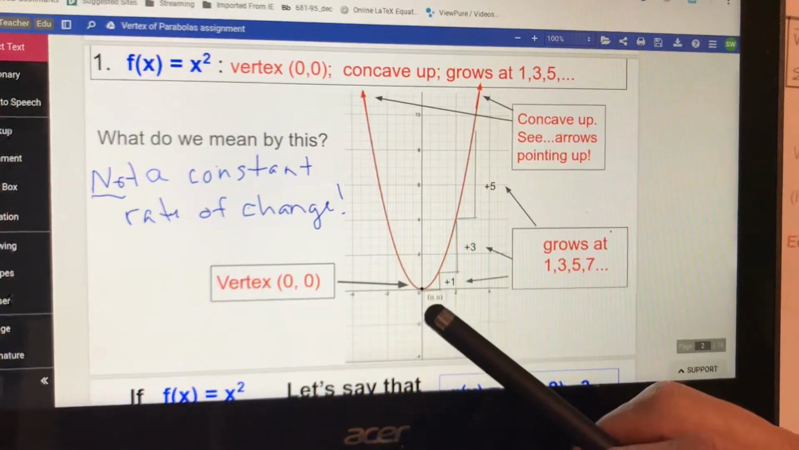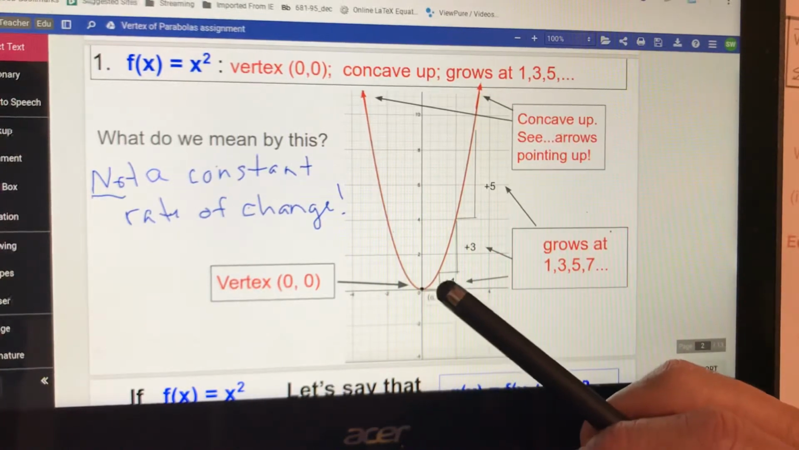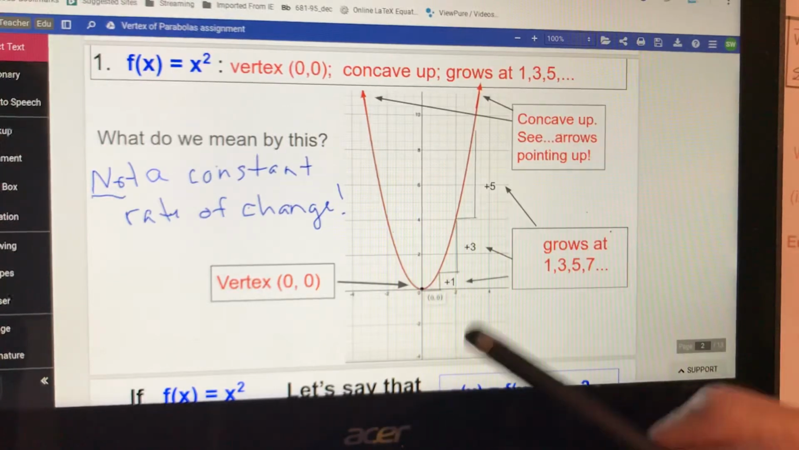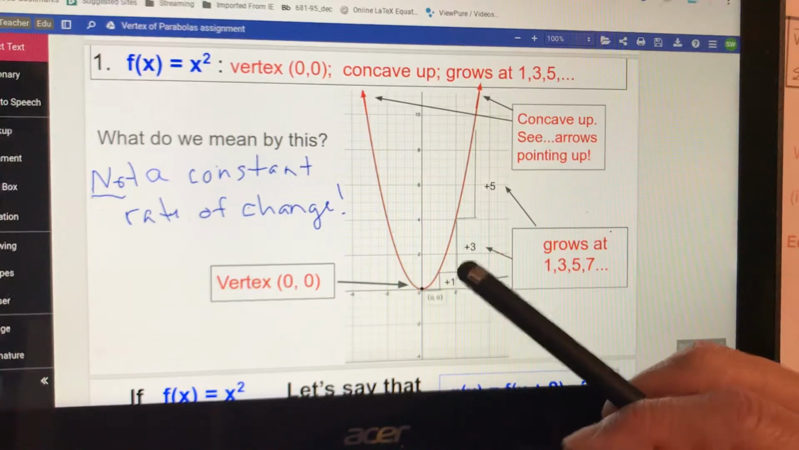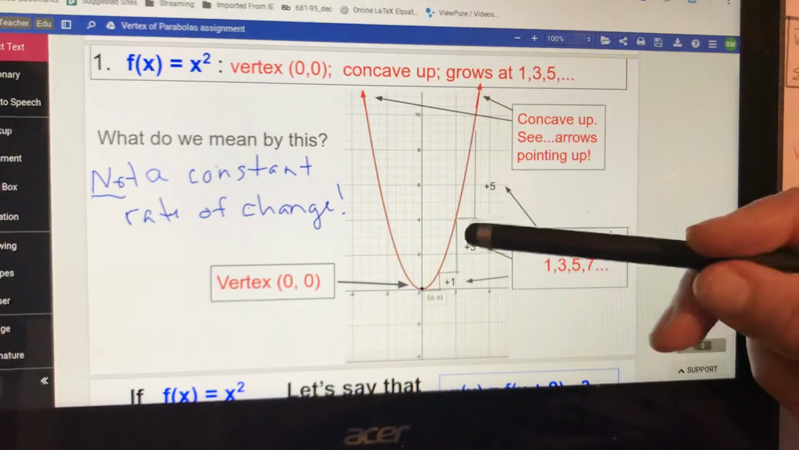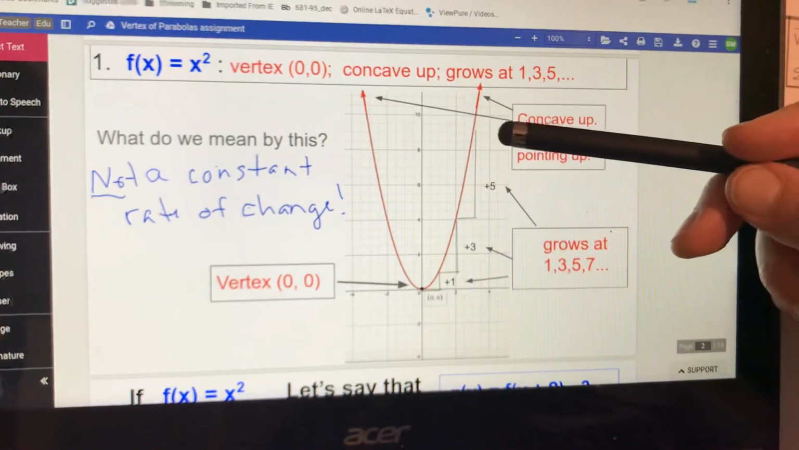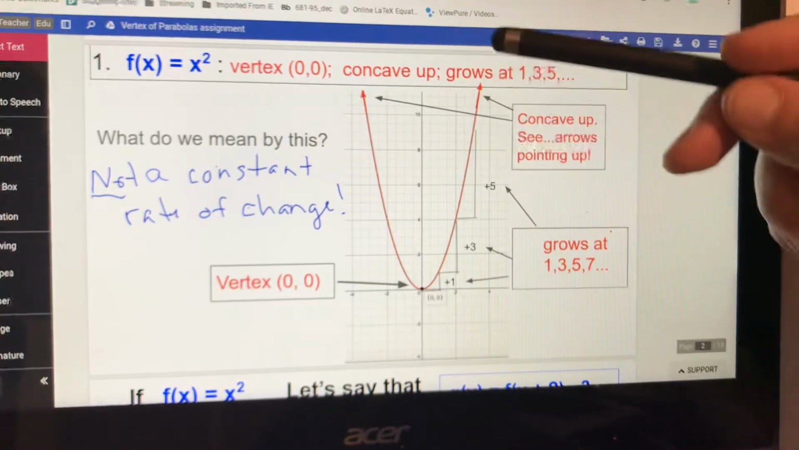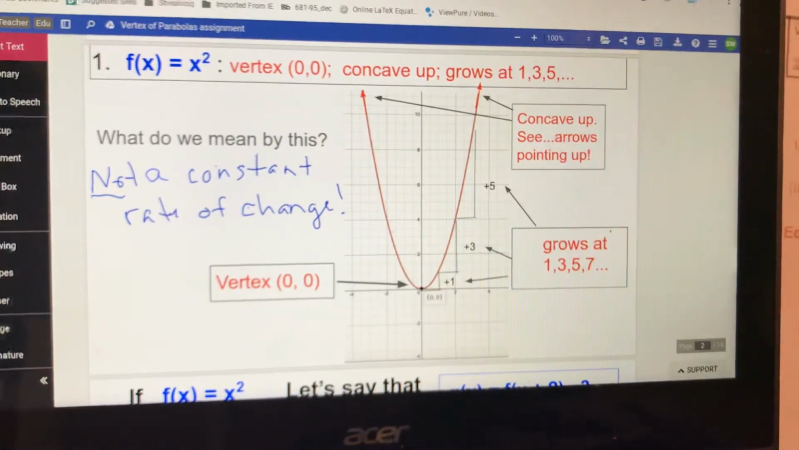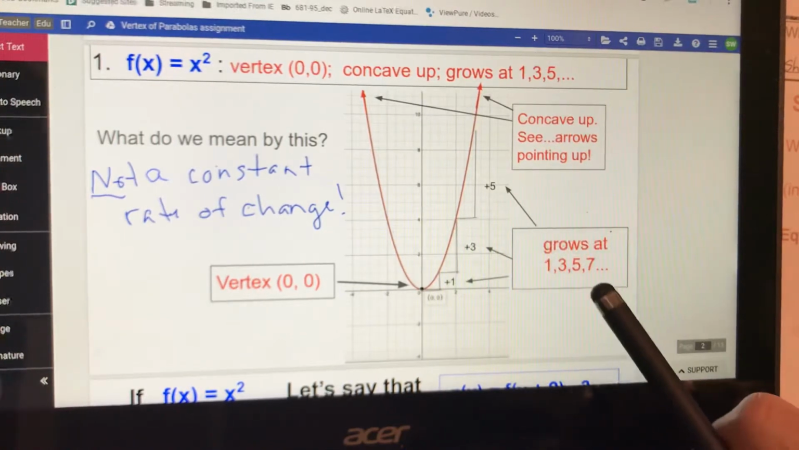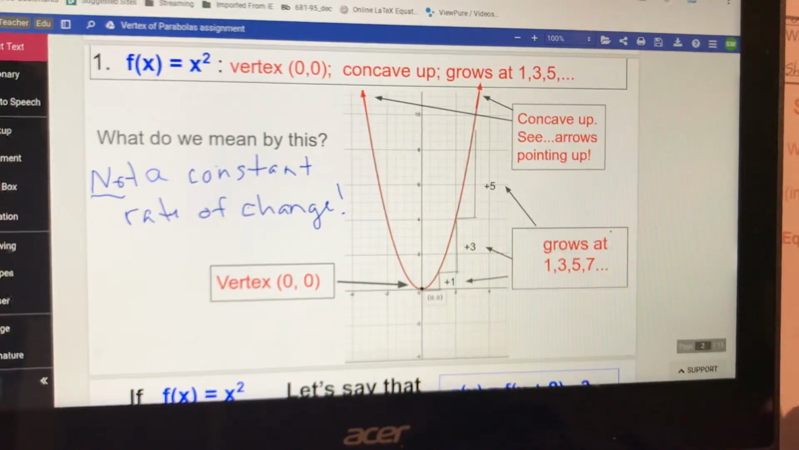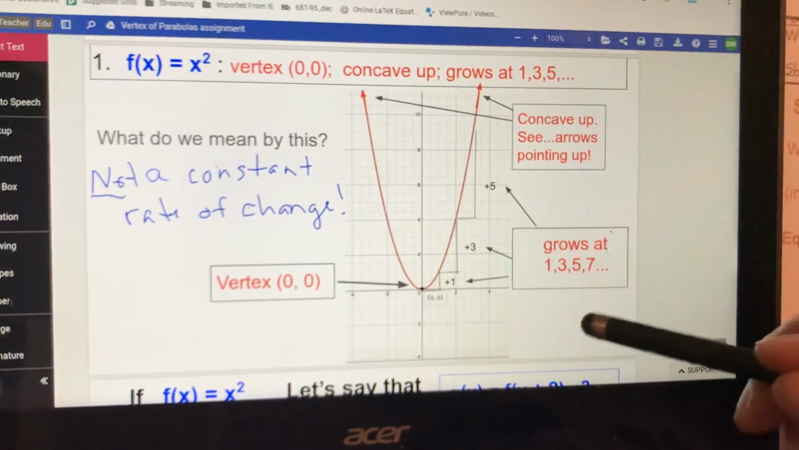In other words, if we move over 1, we move up 1. If we move over another 1, we move up 3. When we move over another 1, we move up 5, and so on. If we had room on the graph, we could move over another 1 and up 7. So there is a pattern to the change. It grows at a pattern of 1, 3, 5, 7, etc. However, it's not a constant rate of change. The rate of change continues to change or grow.